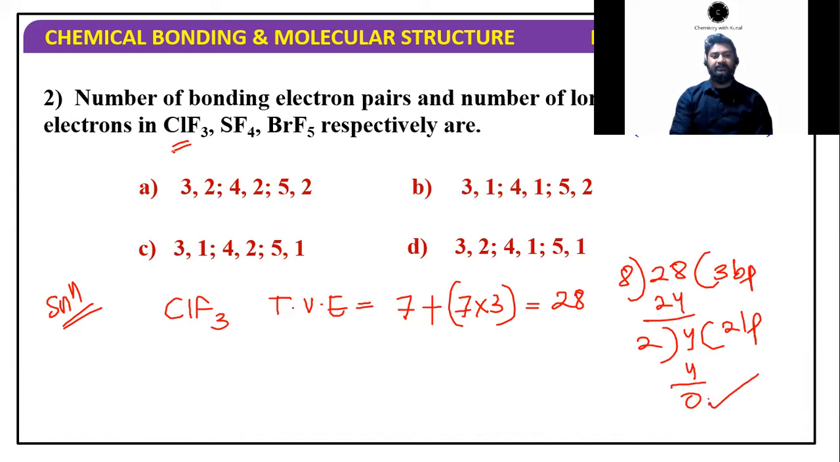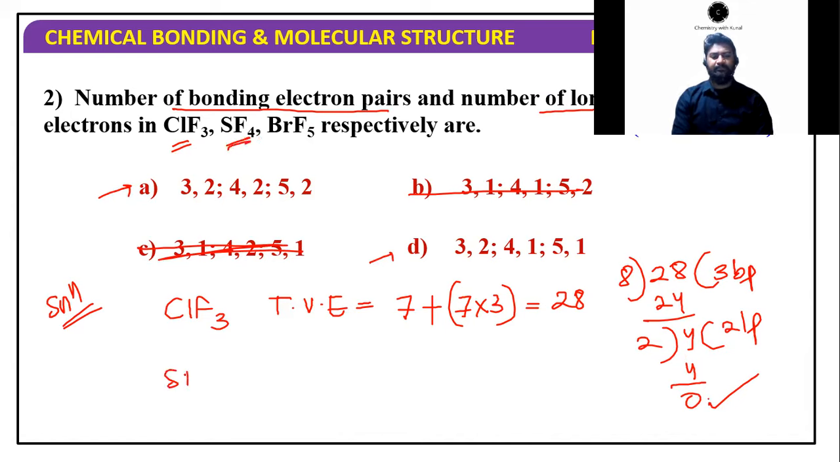So ClF3, 3 bond pairs, 2 lone pairs. They're asking bond pairs and lone pairs. So the answer is 3:2. So this is not the answer. This is not the answer. It could either be A or D. Elimination is very important. Now we just need to do one of these questions.